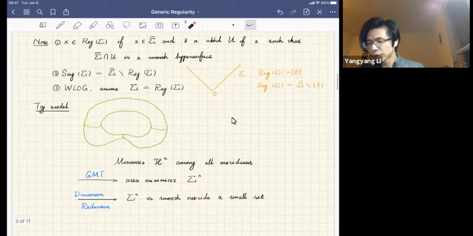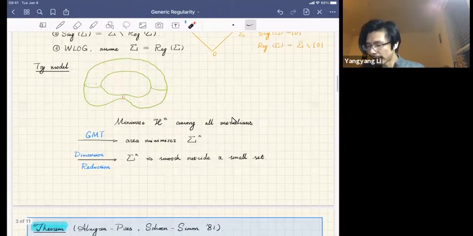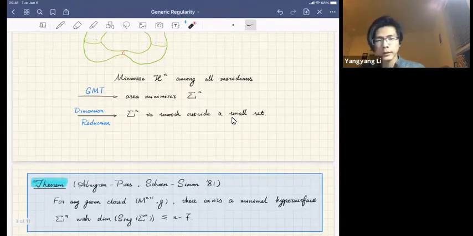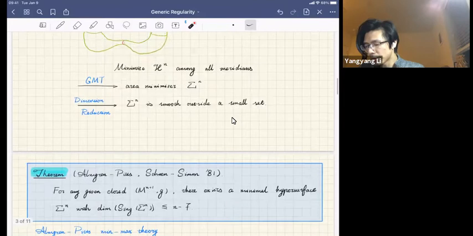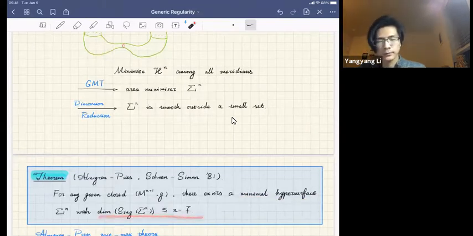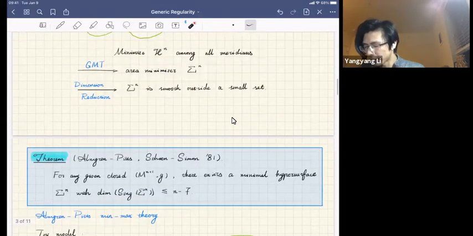Then what about the general case? Even if the n-dimensional homology group is trivial, this was proved by Almgren and Pitts, and then using some deep regularity theory by Schoen and Simon in 1981. So the main theorem says that for any given closed Riemannian manifold, we can still have a minimal hypersurface with the same regularity as above. This is the so-called Almgren-Pitts min-max theory.